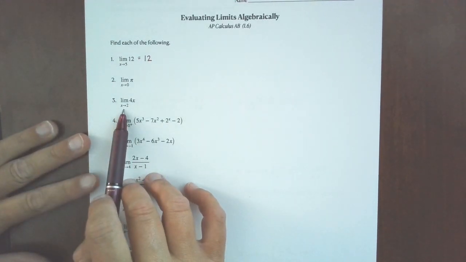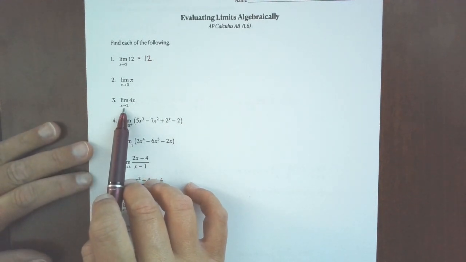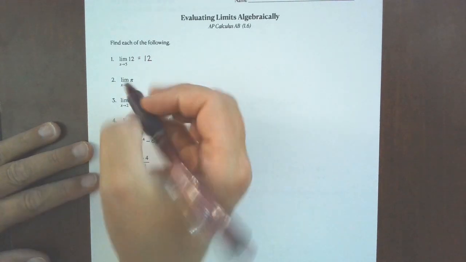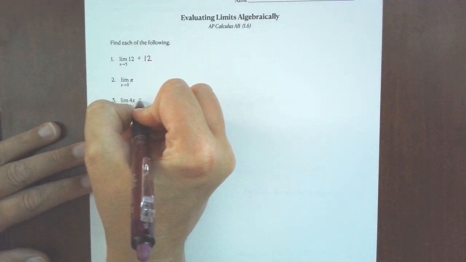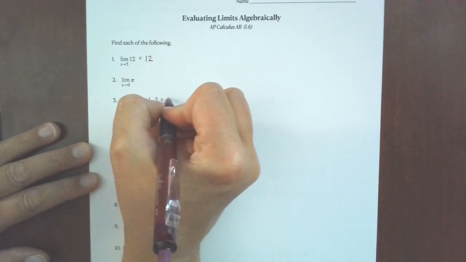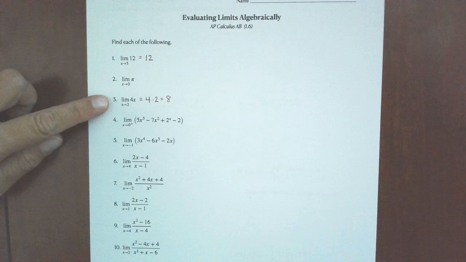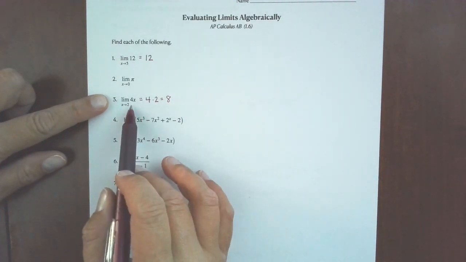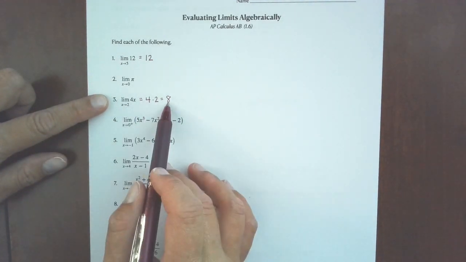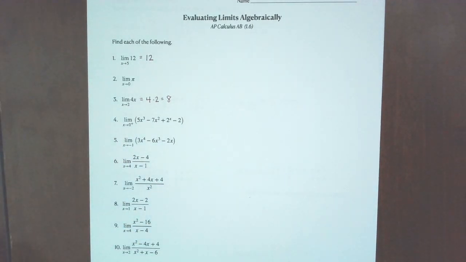Okay, jumping down to number 3. Remember, my first plan of attack would always be to just plug this x number in and see what happens. So in this case, that's exactly what I'm going to do. I'm just going to say, okay, let's do 4 times 2, and I get 8 as an answer. And we could graph this and take a look at it, and this function would contain the point (2, 8). And so since this function is continuous, there's no holes or gaps or anything in it, then the limit is just the function value.